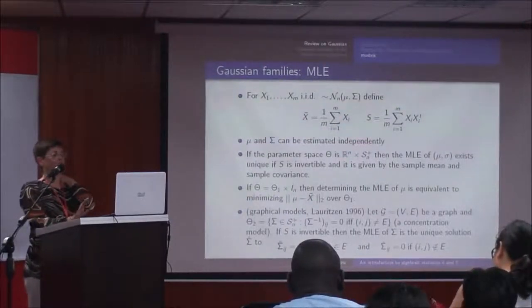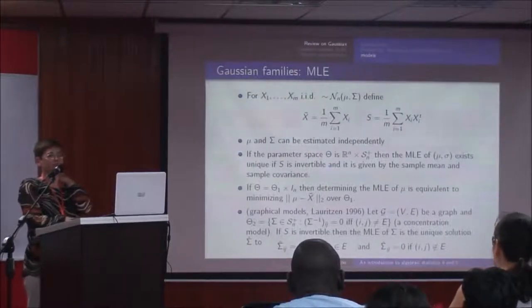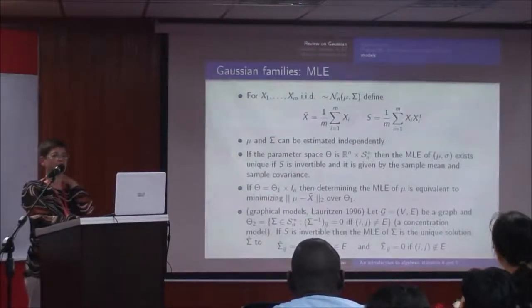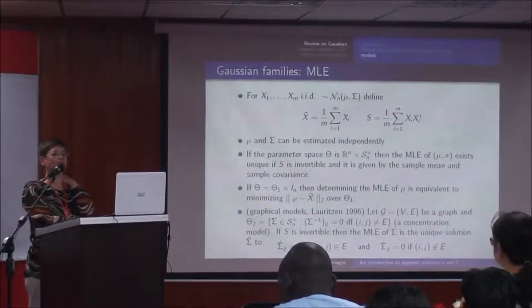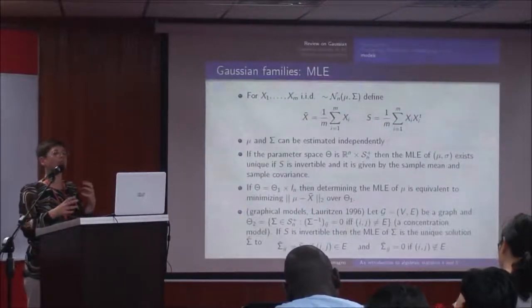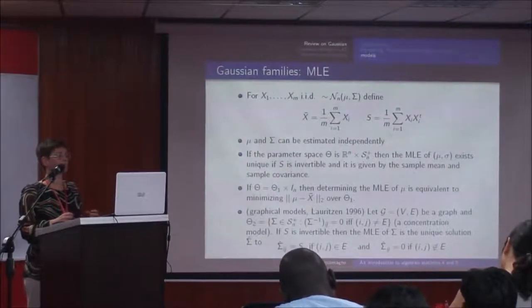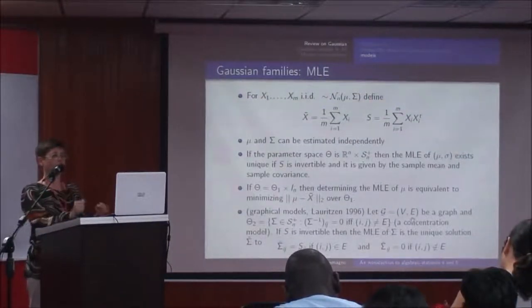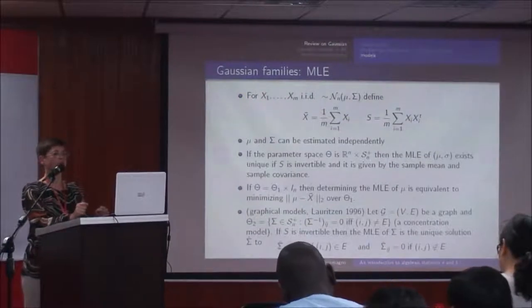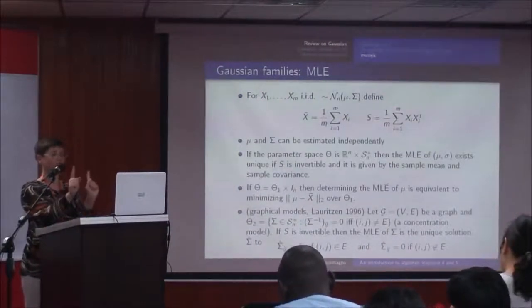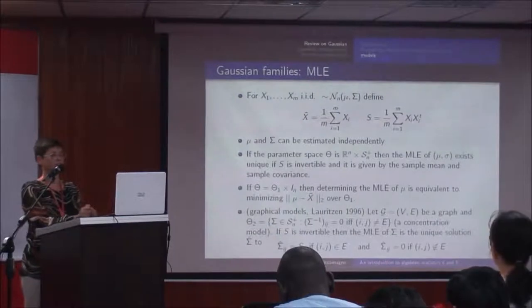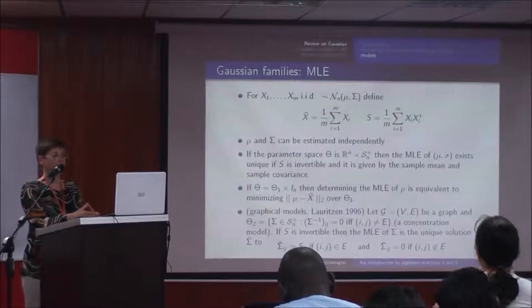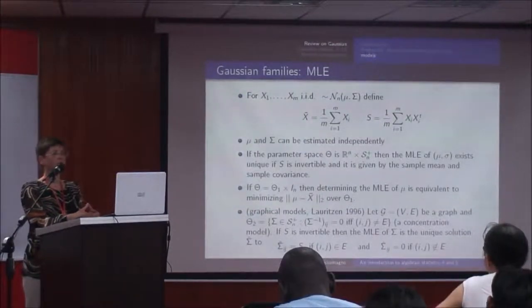So, graphical models, I need a graph. What are the vertices of the graph? The vertices of my graph are the components, the elementary variables of my problem. What are the edges? Well, there is an edge between two variables if the concentration matrix entry corresponding to those two variables is not zero. Notice that here we have undirected graphs with no loops.